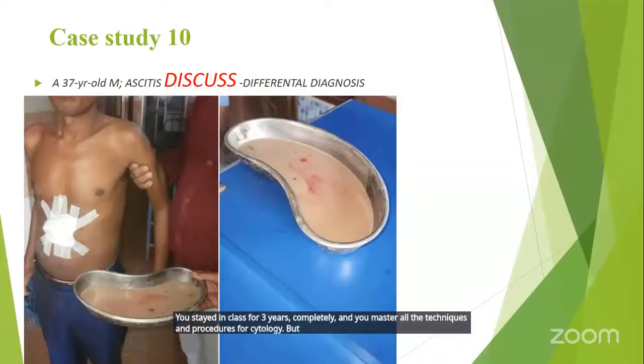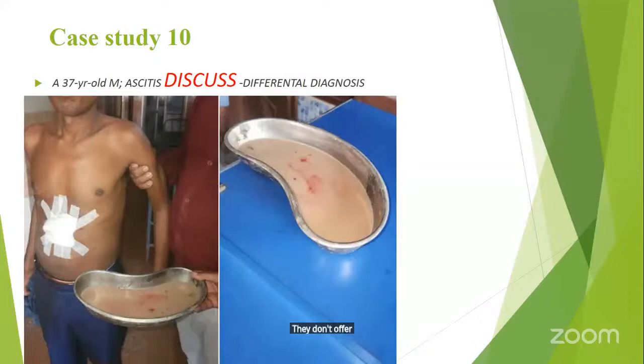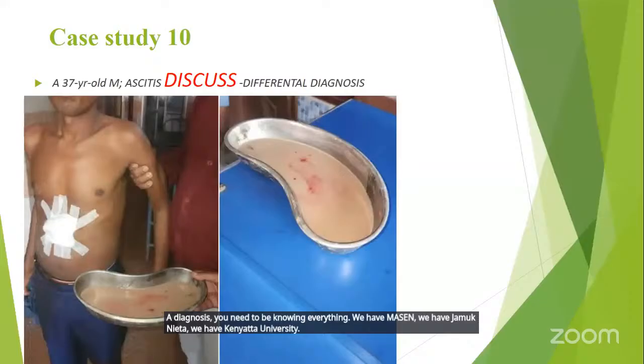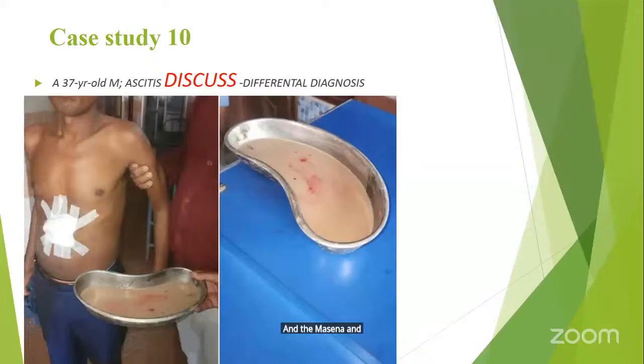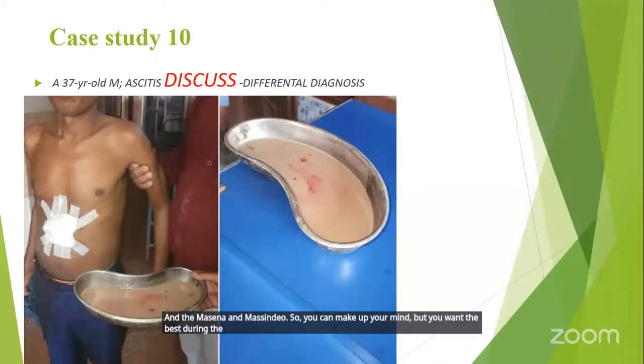But other institutions offering cytology mostly don't offer pure cytology. They offer something like cytohistotech, which I'm sure is not very comprehensive, because for you to make a diagnosis, you need to know everything. We have Maseno, Jomo Kenyatta, Kenyatta University, and Masinde Muliro. So you can make up your mind, but if you want the best, join the University of Nairobi and you will never regret it.